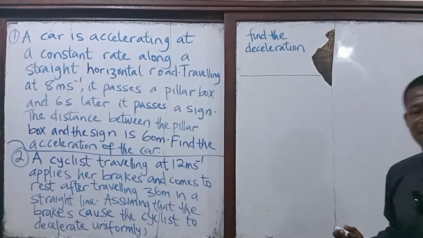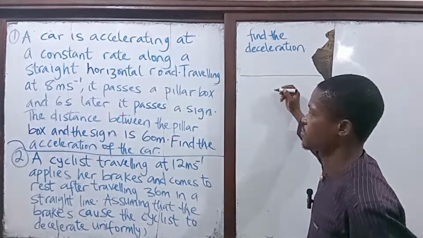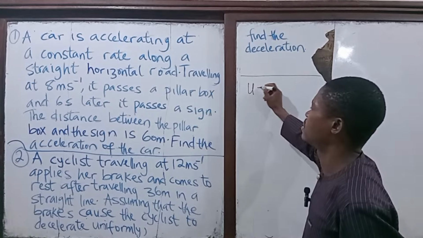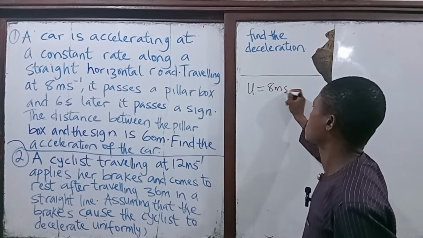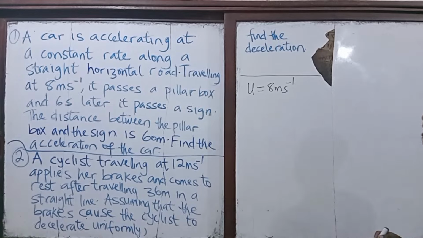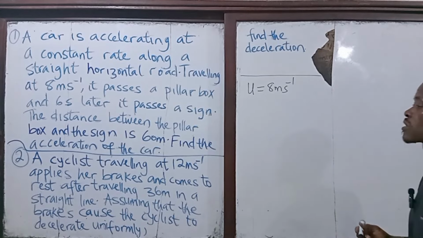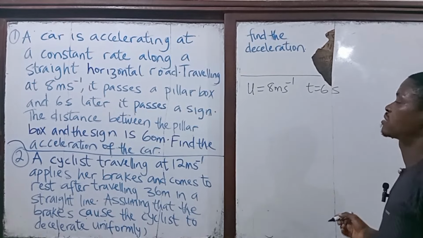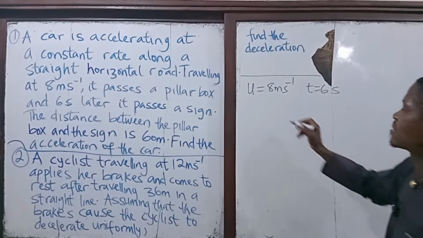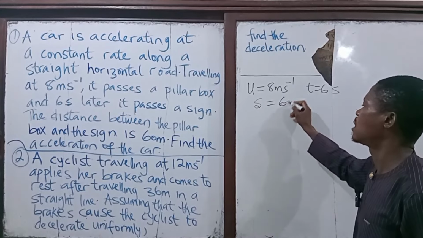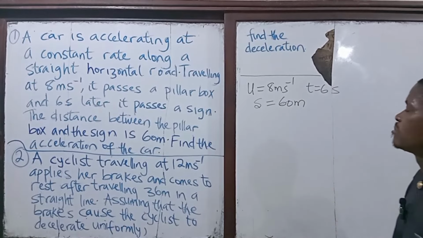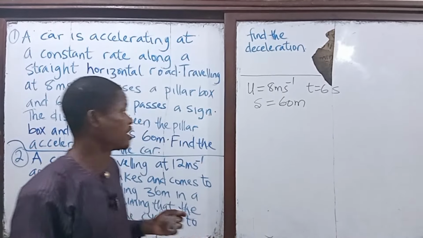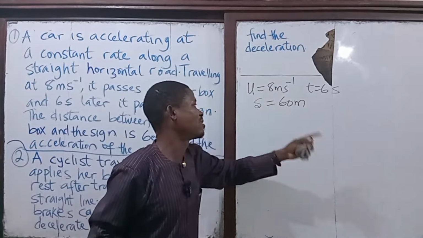The first thing that I said in the first part is to write your parameters. u, the car is traveling at 8 meters per second. t is 6 seconds, and then we have the distance as 60 meters. So you can see the units conform to each other: meters per second, seconds, meters.